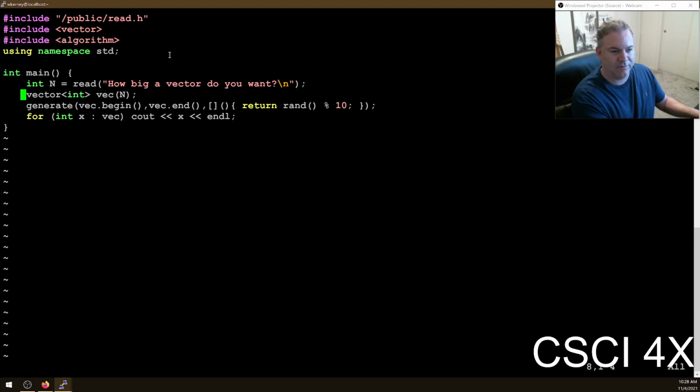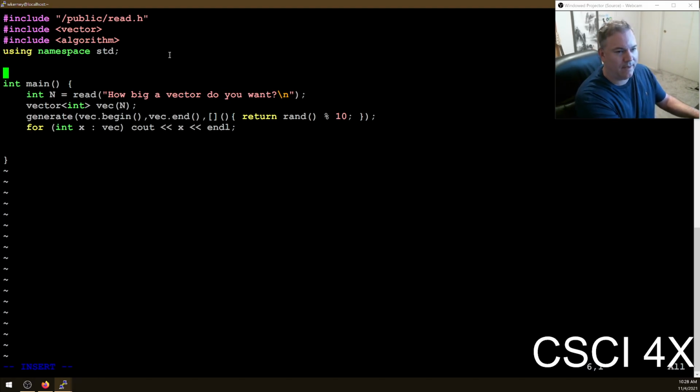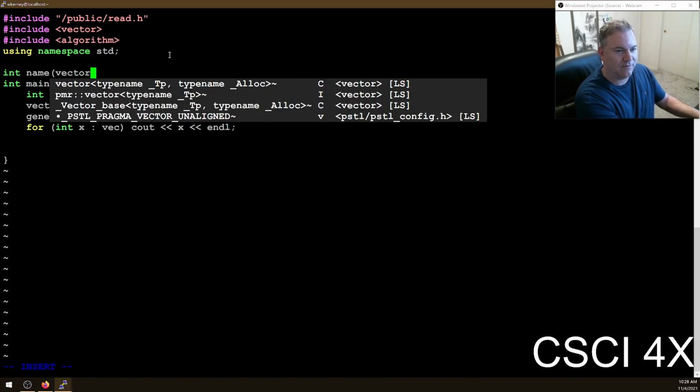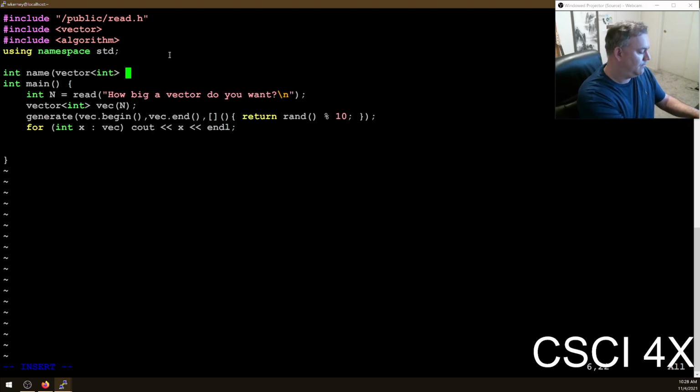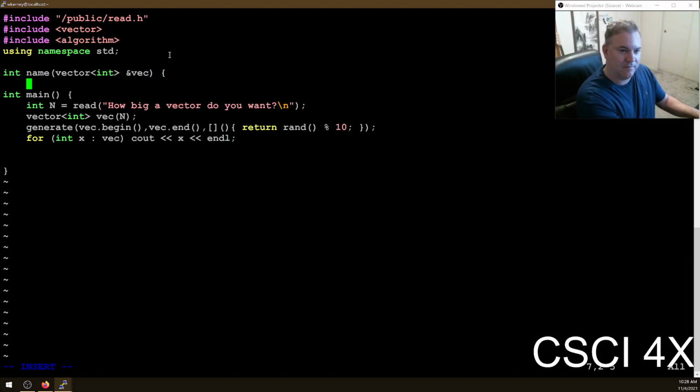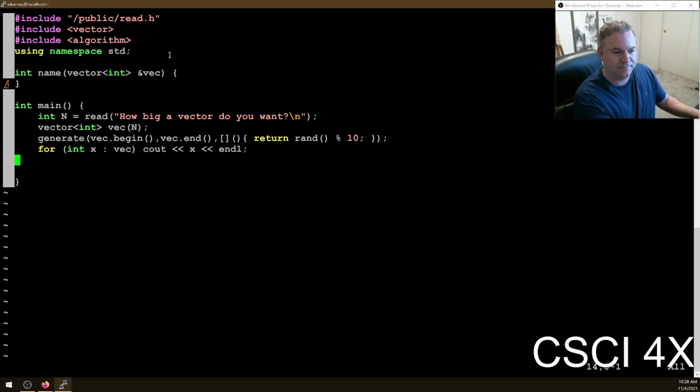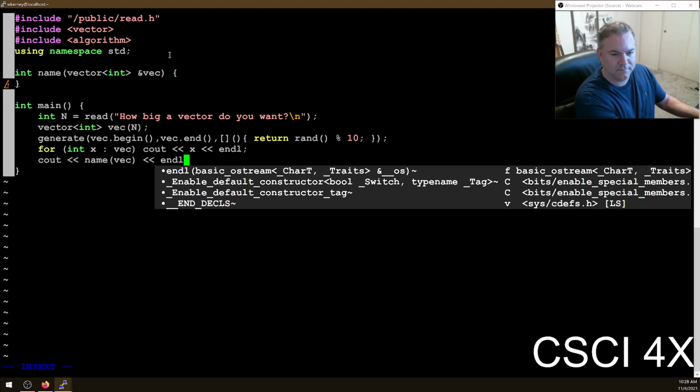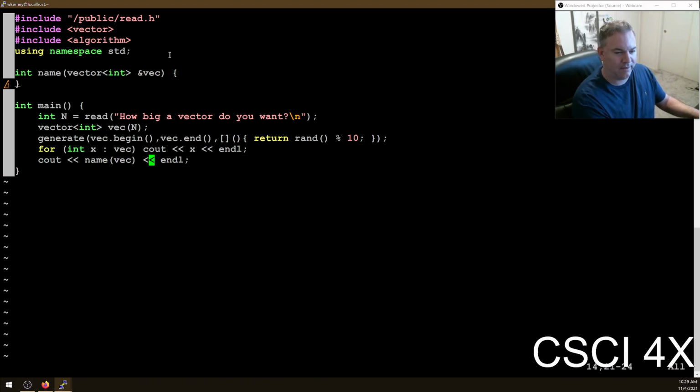So we're making a vector of size n. Okay. Now we're going to call our function. Somebody give me a name for a function. Vector prints. Funky. I like funky better than that.